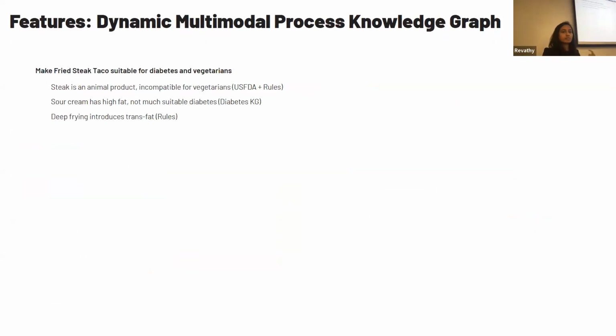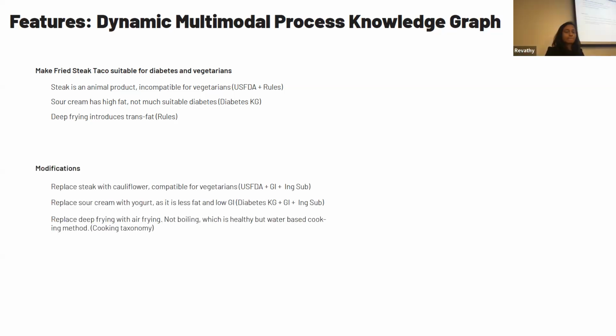Let's say a user has a query: make fried steak tacos suitable for diabetes and vegetarians. With the help of the representation that we just proposed, we can infer that steak is an animal product incompatible for vegetarians. Sour cream has high fat, not suitable for diabetes, and deep frying introduces trans fat. The dynamic process knowledge graph can also help us find modifications, as we see here: replace steak with cauliflower, replace sour cream with yogurt, replace deep frying with air frying.